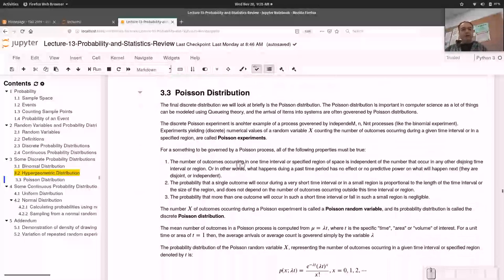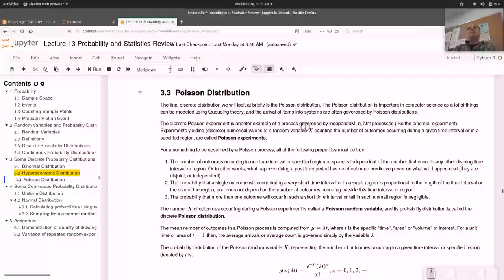All right, the final one that I'll mention is the Poisson distribution. I mostly mention this because it is an important one in computer science and in data analytics and in industry. Lots of things are governed by Poisson distributions. So basically in computer science, there's a field of mathematics called queuing theory, and lots of things in manufacturing and in computer science you can model as queues arriving.